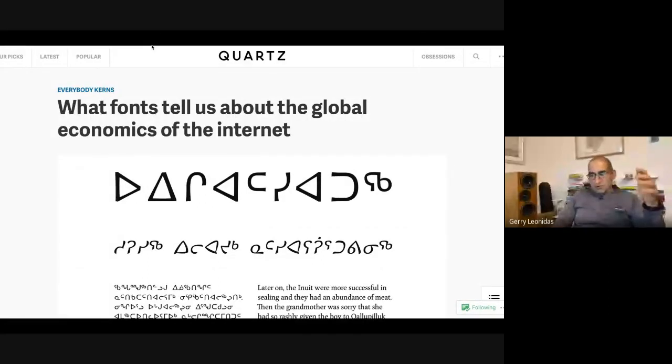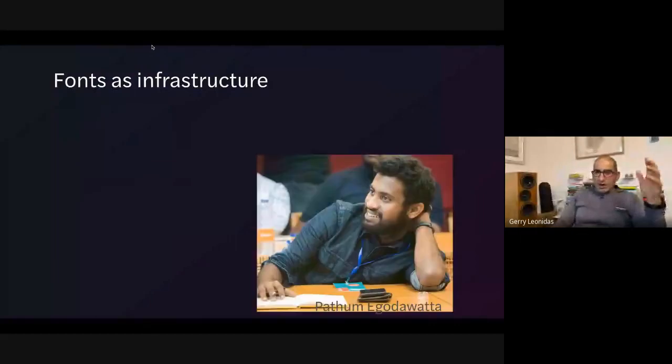There's a lot of discussion about how fonts are essential in enabling communities. And this term of fonts as infrastructure has actually been popularized. I'm putting a plug there for Pato Magodavata, who's based in Sri Lanka, with whom we've worked quite a lot in this area. And the term of fonts as infrastructure is something that owes a lot to him as a term.